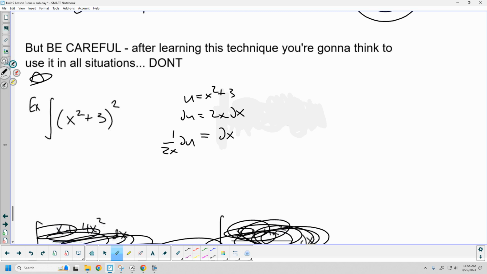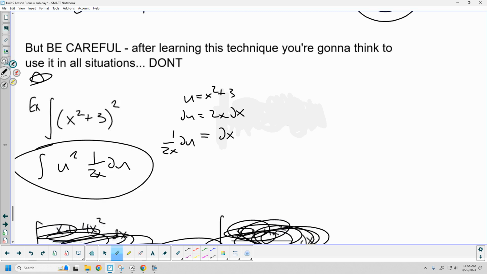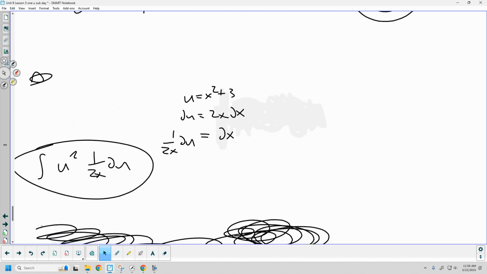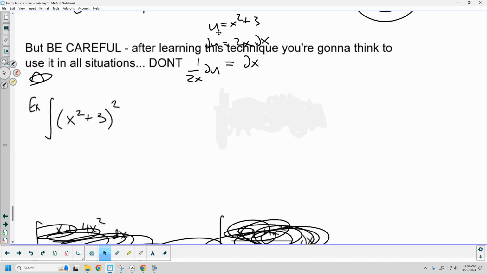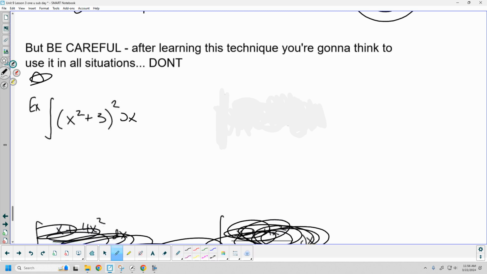So you probably are like, oh yeah, u squared times 1 over 2x du, but you can't take the antiderivative of u's and x's. So when stuff doesn't cancel, guess what? This was an incorrect approach. Sometimes you got to use different approaches. You know what the approach is that you always need to remember? Simplify.